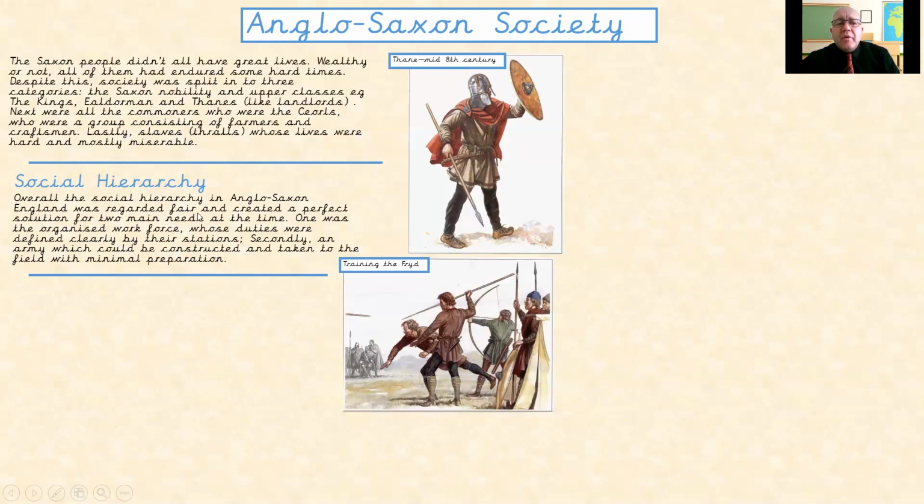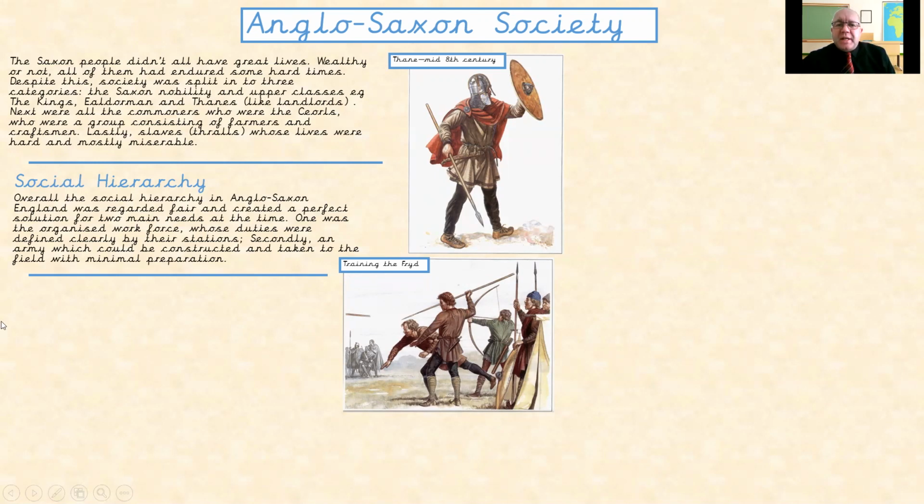Overall, the social hierarchy in Anglo-Saxon England was regarded as fair and created a perfect solution for the 2 main needs at the time. One was the organised workforce, whose duties were defined clearly by their stations, and secondly, an army which could be constructed and taken to the field with minimal preparation.